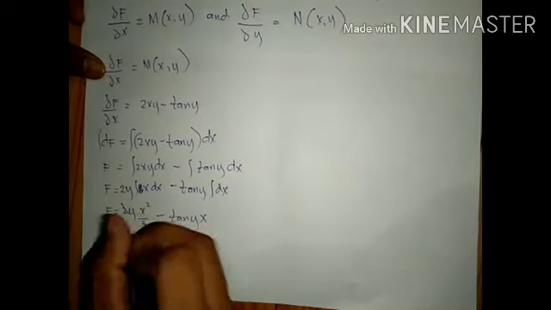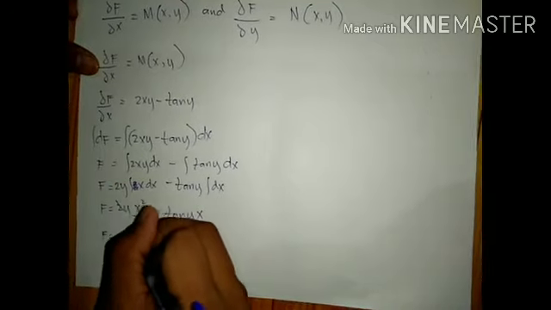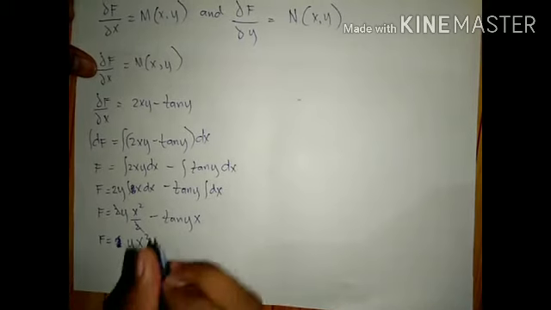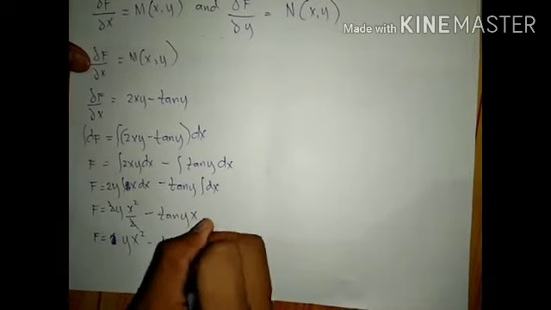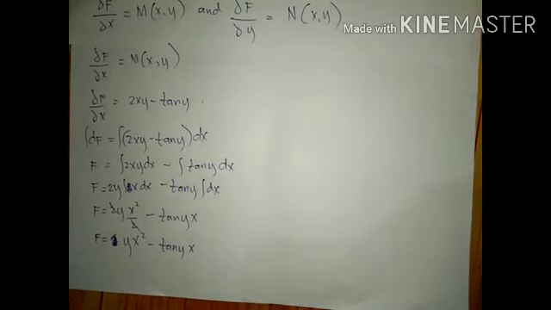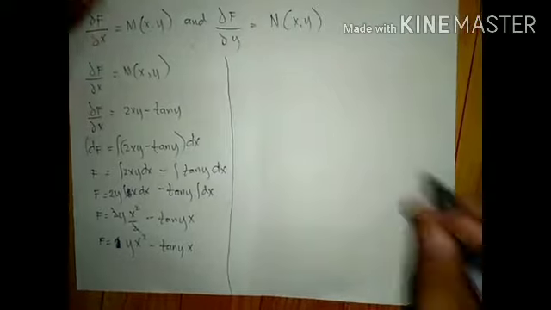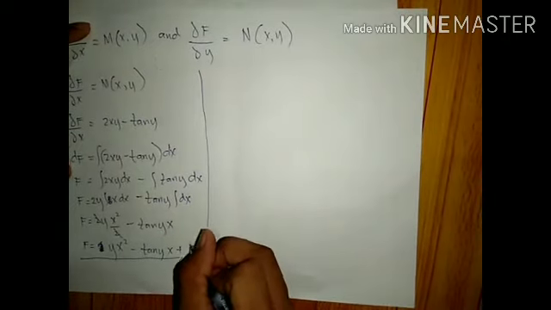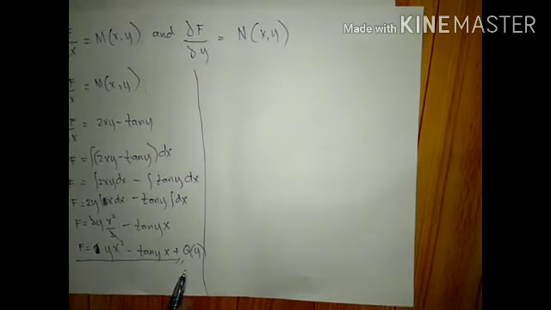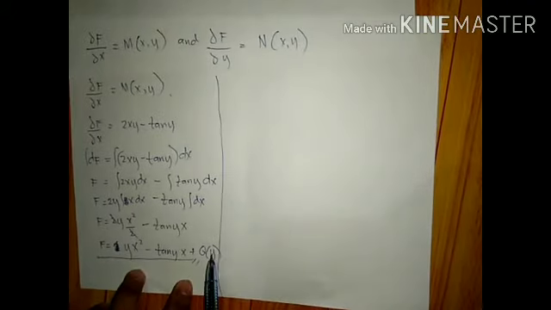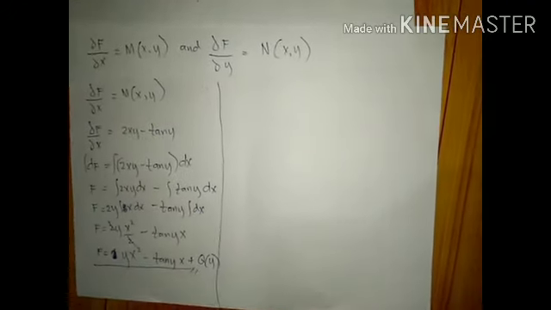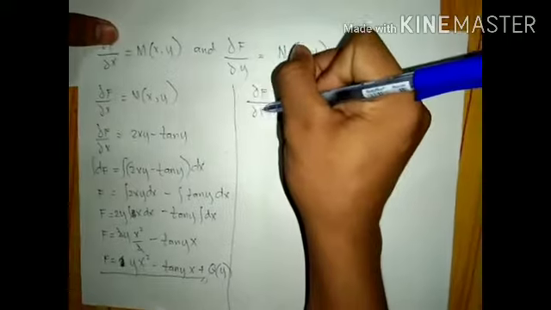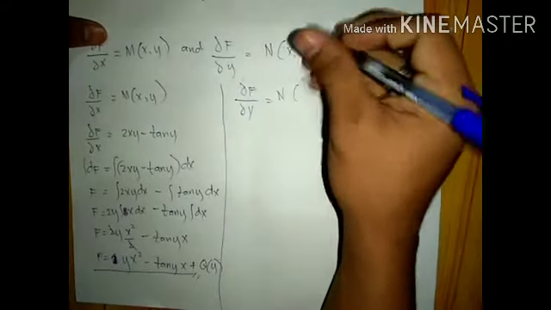So f is equal to, the 2 is gone, y x squared minus tan y times x, and then plus Q(y), our constant. Since we add a constant C, what we put here is Q(y). Next, on the other side, partial f with respect to y is equal to N, a function of x and y.